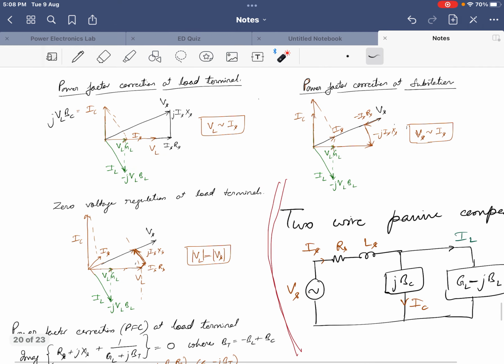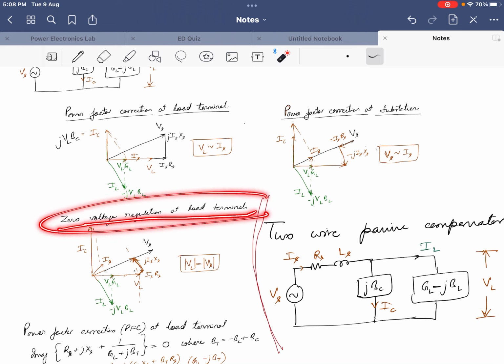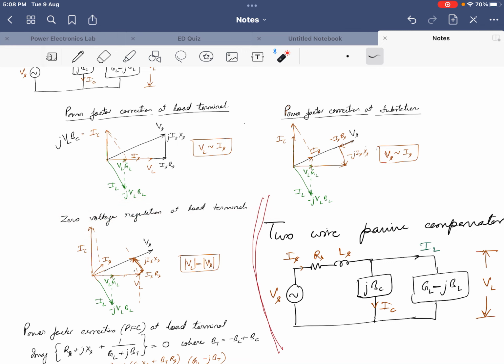So here we will have the phasor diagram of the two-wire passive compensator and the voltage regulation, the zero voltage regulation at the load terminal, the phasor diagram for that. We take the reference as VL. So VL is multiplied with G_L. There is no j term, so this VL and G_L are on the same axis, the positive X axis.